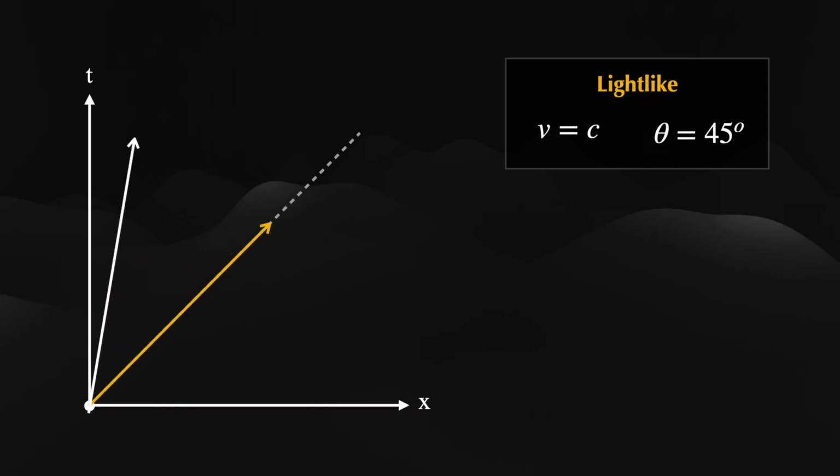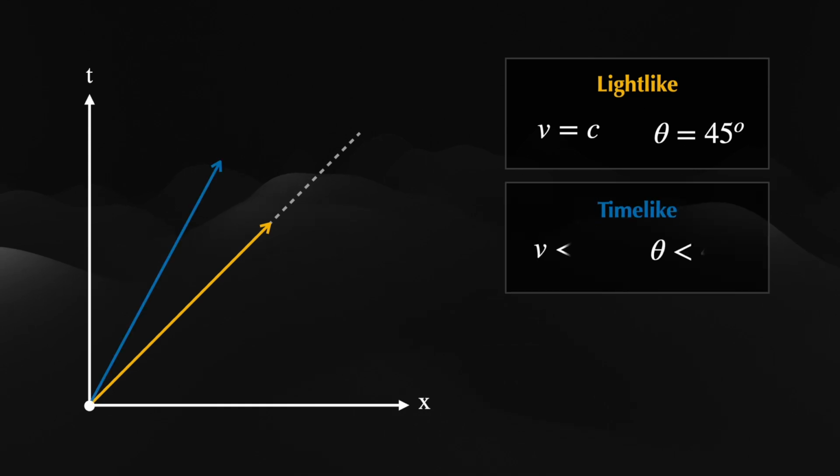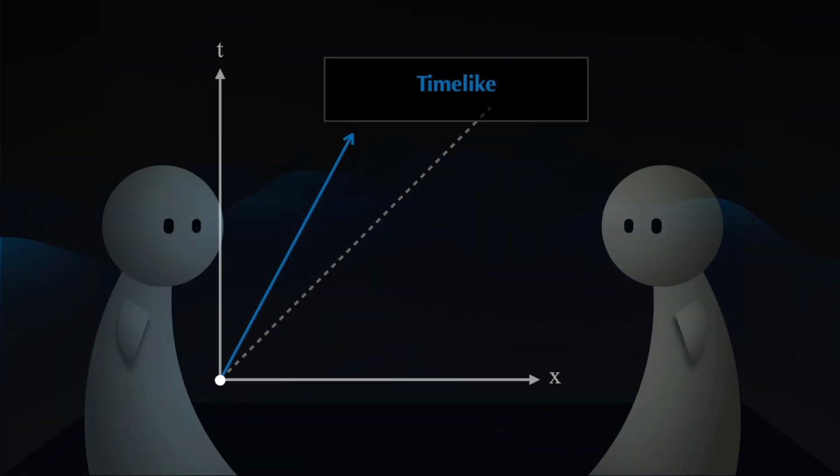Next, we can have a line steeper than 45 degrees. Now remember, steeper means slower. A velocity slower than the speed of light itself. This is known as time-like, the world line of anything with mass.